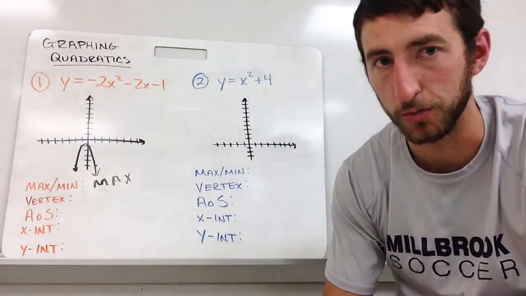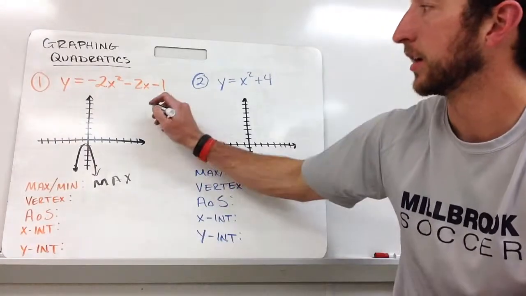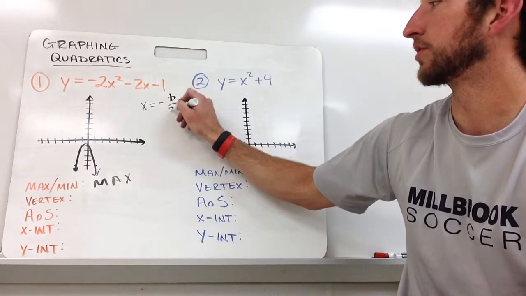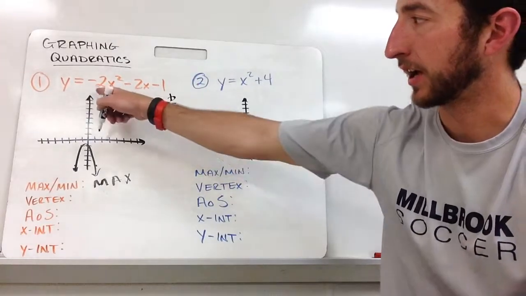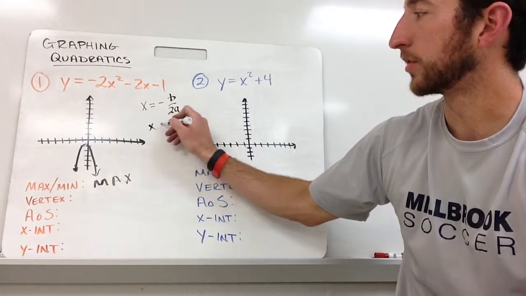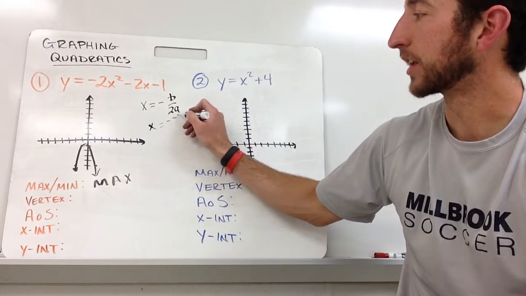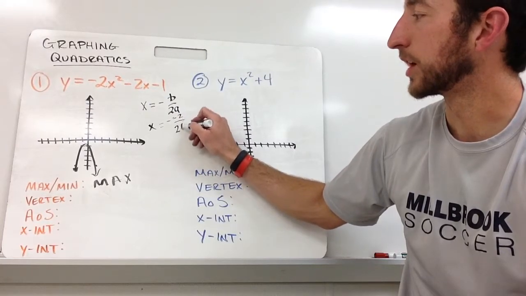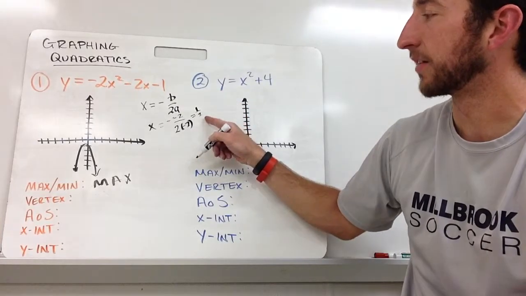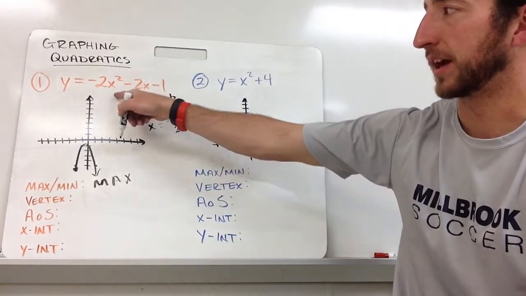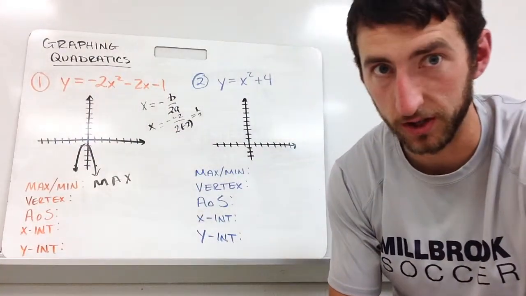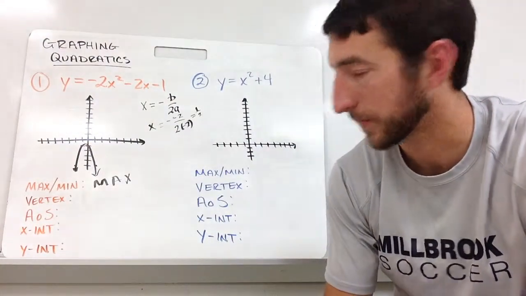Now there is a way to do it by hand, and you would have to take x equals the opposite of b over 2a. You would pick out a, which is -2, and b, which is -2, and sub those in, so you get negative of -2 over 2 times -2. All of that together, the x portion would be 1/2. Then we'd have to sub that in to get the y. So it's a lot of work to do by hand. Your calculator does it really easily.